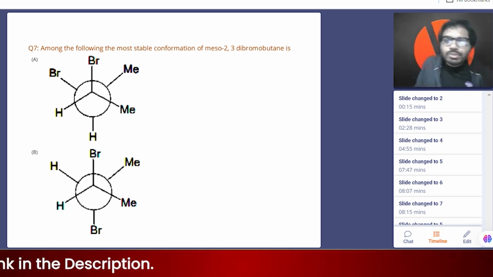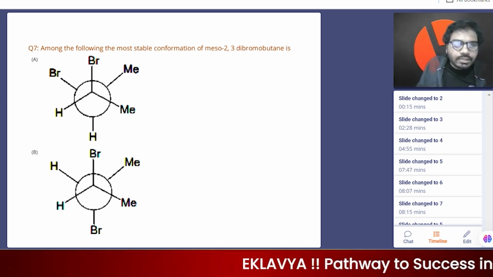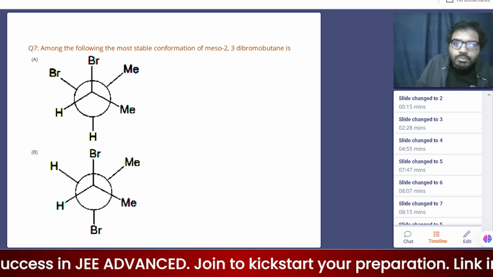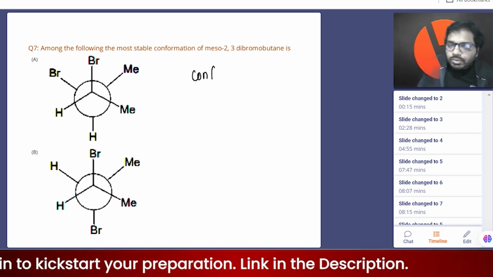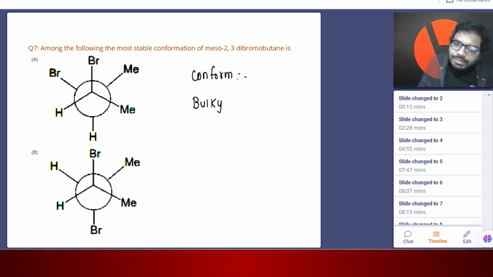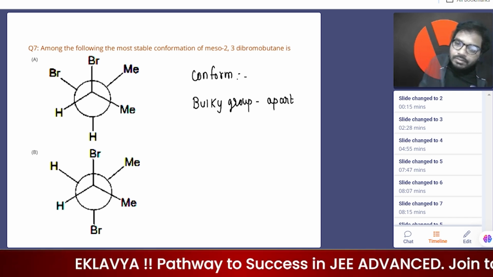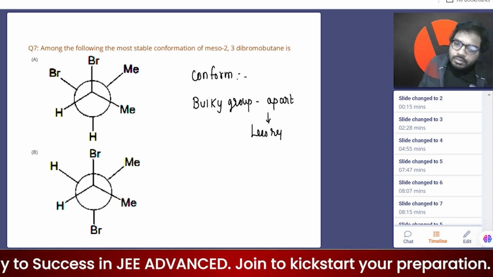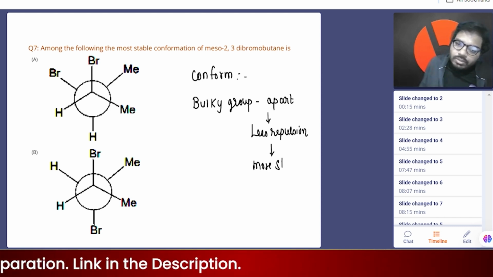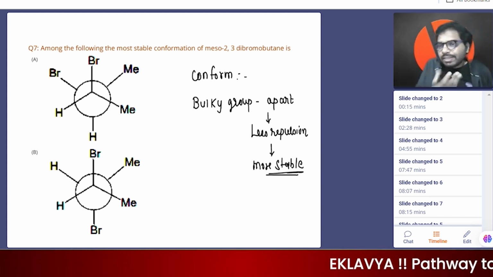So among the following, the most stable conformation of meso 2,3-dibromobutane. What they are asking here is the most stable conformation of 2,3-dibromobutane. So in conformers, we know that when the bulky groups are present apart, there is less repulsion. As there is less repulsion, the conformer will be more stable. In this case, hydrogen bonding is not possible.